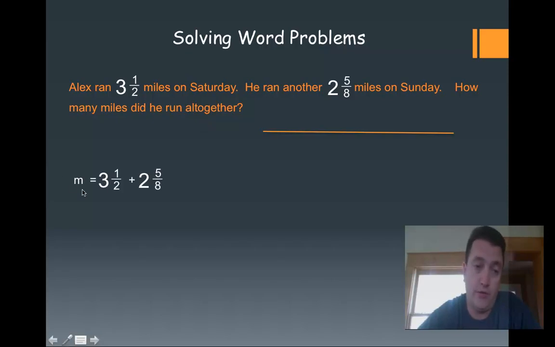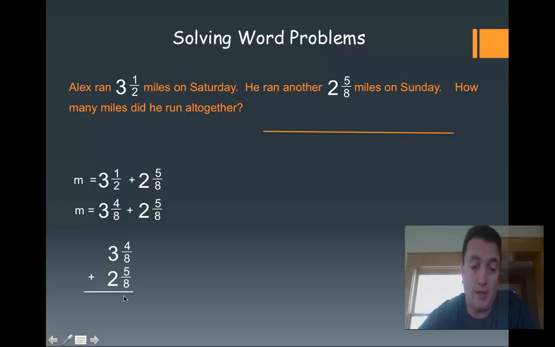So M for miles equals 3 1/2 plus 2 5/8. Well, I'm going to round this 2 5/8 to the nearest half. That's going to be 2 1/2. So I'm going to end up with, oops, I'm sorry, I did that the wrong way. I got to do the equation first. I'm jumping ahead of myself. Sorry. I'm going to convert 3.5 to 3 4/8, and I'm going to add those together.